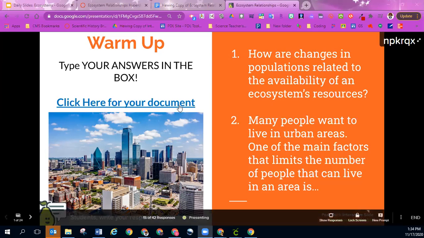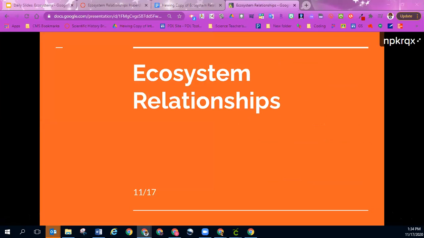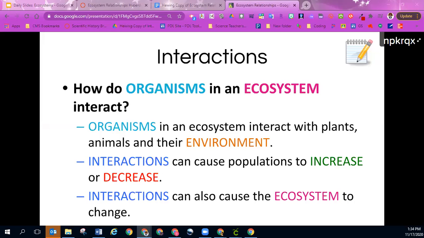Cool. So you do need the document. If you have not opened the document, make sure that you go ahead and do that. Today we are going to talk about the different factors and relationships that are in ecosystems. We will spend a large part of the day talking about those relationships, and then tomorrow we will talk about food webs, food chains, and how they interact in our different biomes around the world. Your presentation is set to student pace, so if you would prefer to go at your own pace, you may do that. All right, so let's get started.